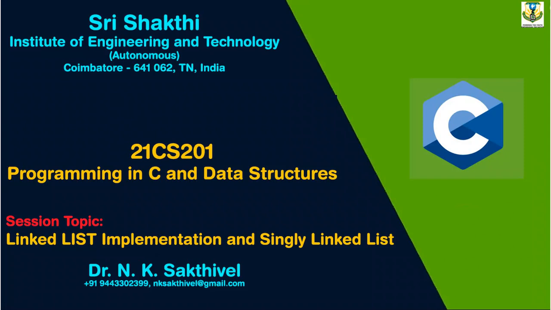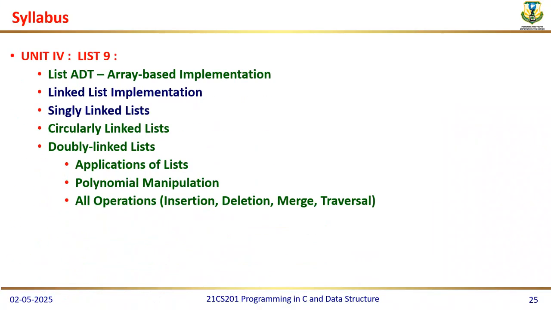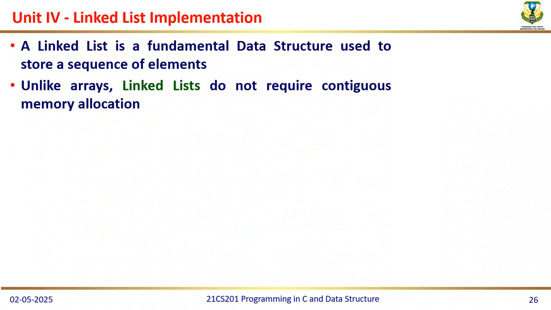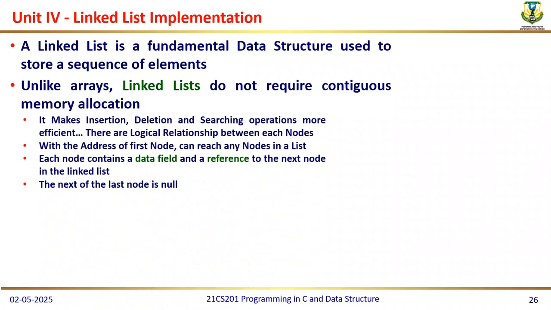In this video, I would like to demonstrate linked list implementation and a singly linked list. A linked list is a fundamental data structure which is used for storing data in a sequential manner, and we can access it. Unlike an array, a linked list does not require continuous memory allocation. Continuous memory need not be reserved. That is one of the strengths of linked list implementation.